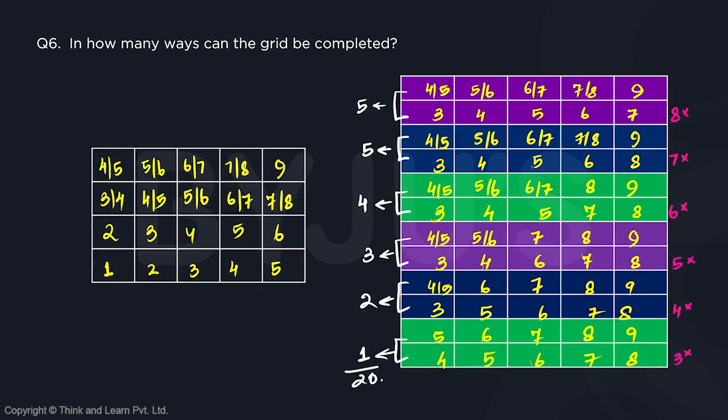Question number 6. In how many ways can the grid be completed? We have already calculated 20. So 20, it's a TITA question, so we have to type in 20.